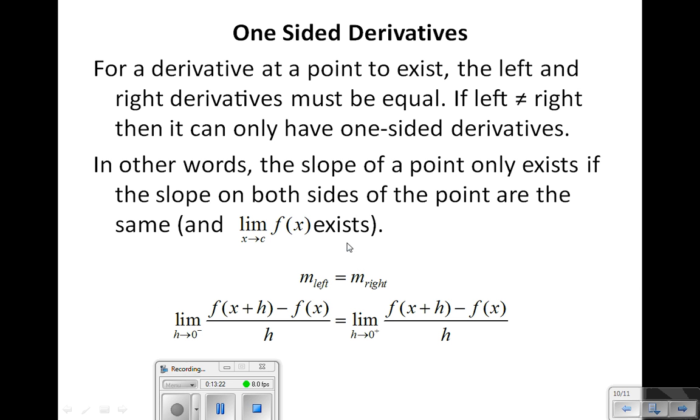One-sided derivatives. For a derivative to exist at a point, the left side and the right side have to be equal. And if they're not equal, then we can only have a one-sided derivative. In other words, the slope at a point only exists if the slope on both sides of the point are the same. So the slope on the left of a point and the slope on the right of a point need to be equal. This is a concept that's going to carry over into the next section of our chapter. In fact, it's the main topic, so I'm not going to go into too much detail right now.